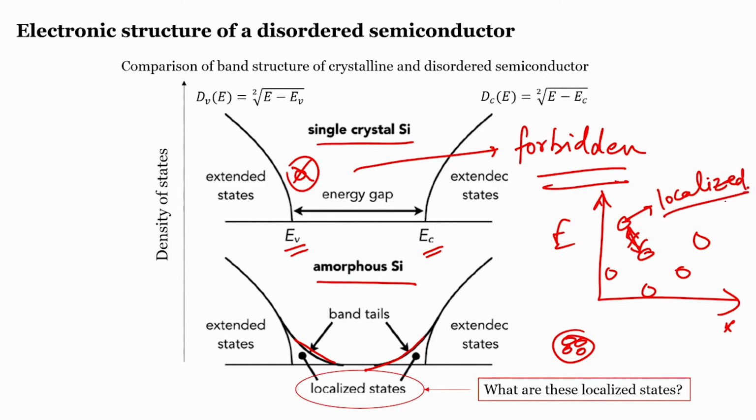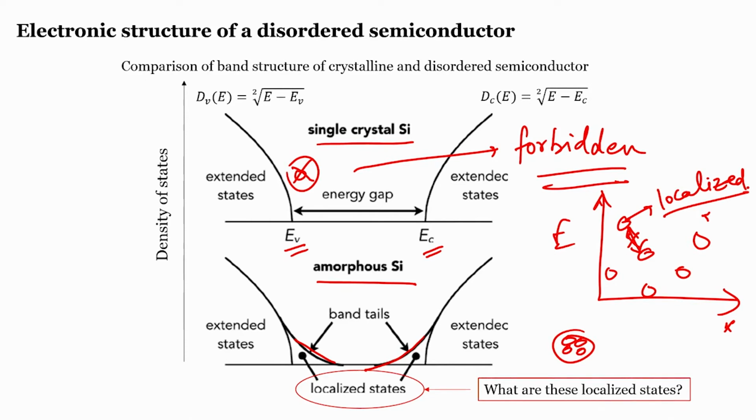Again, we are just scraping the surface. There is a lot more that goes into understanding these localized states. The foundations lie in the field of quantum mechanics, but just to appreciate the structural difference between single crystal silicon and amorphous silicon and how it affects the band structure arrangement, which will eventually affect the transport properties, we are trying to understand at first order.